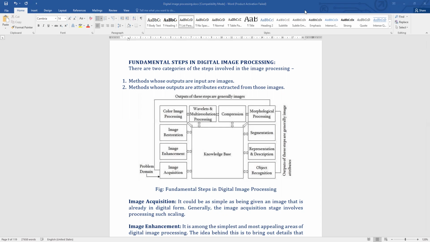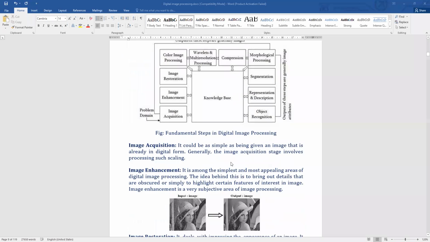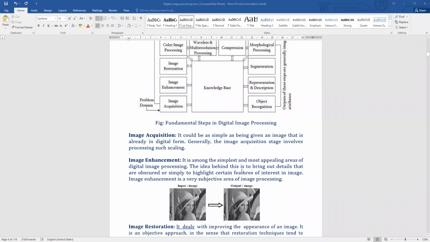Right. Next comes image enhancement. It is among the simplest and most appealing areas of digital image processing. So the idea behind it is obscured.